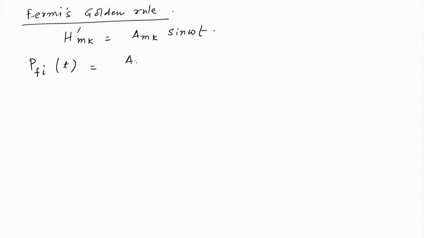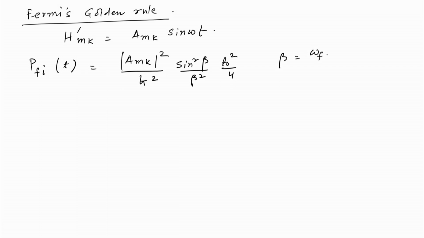It is nothing but A m k. A m k is in general Hermitian, which means A m k equals A k m star and so on. So, this modulus square divided by h cross square, times sin square beta by beta square, times t naught square by 4, and beta equals omega f minus omega i divided by 2, into t. So, it is alpha into t, and hence this is what we need to calculate. So, this is that P f i t.